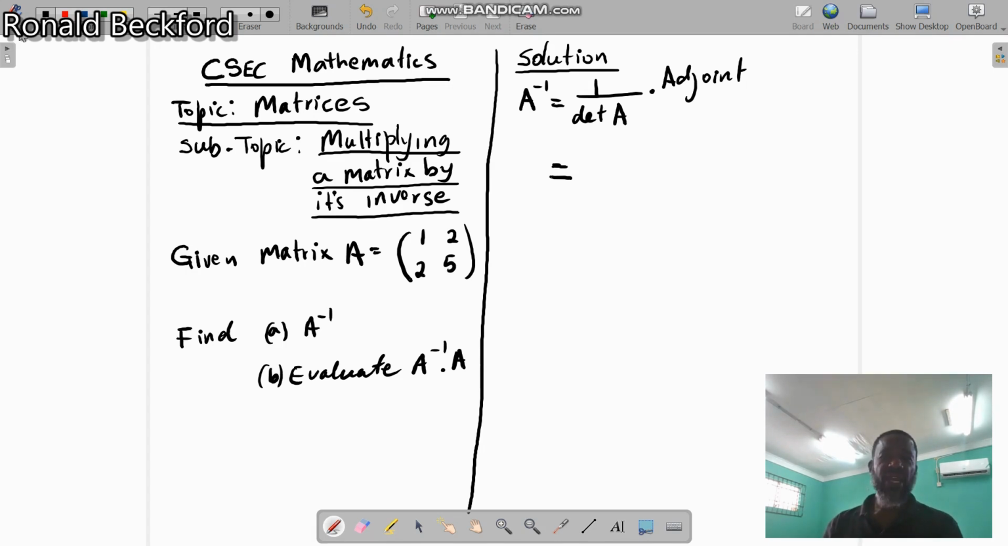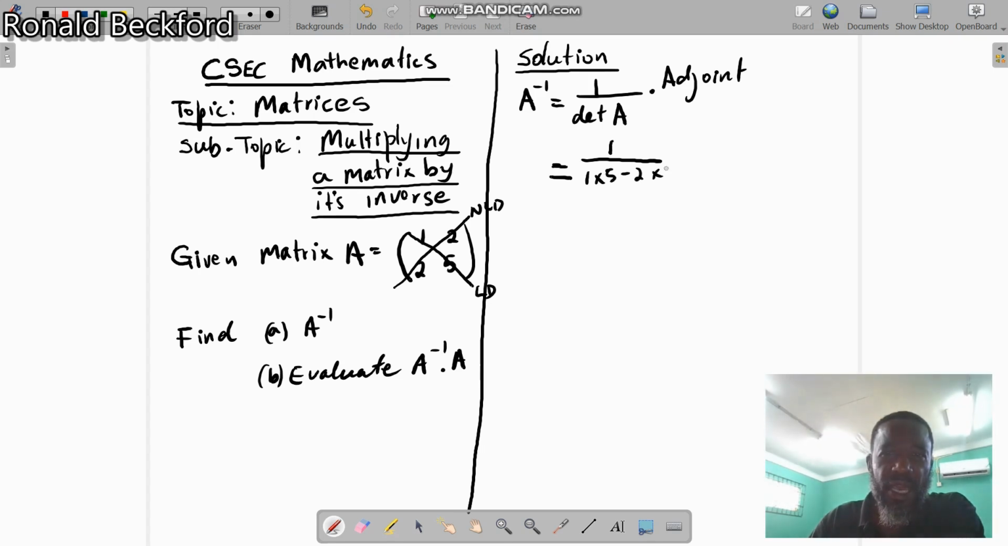Now, to find A inverse, it's going to be equal to 1 divided by the determinant of A times the adjoint. In previous videos, we looked at how to find both the adjoint and the determinant of a matrix. However, just to recap, to find the determinant of a matrix, it's a product of the leading diagonal minus a product of the non-leading diagonal. So therefore it is going to be 1 times 5 minus 2 times 2.